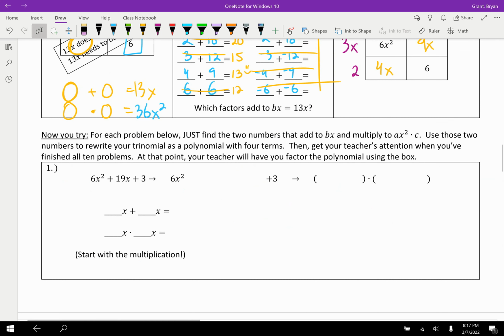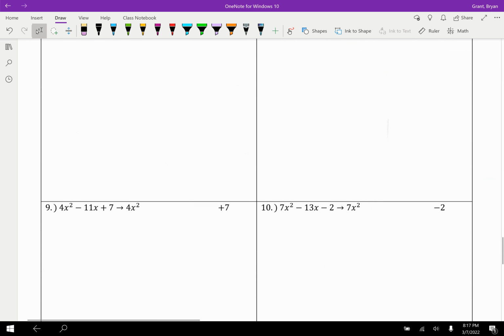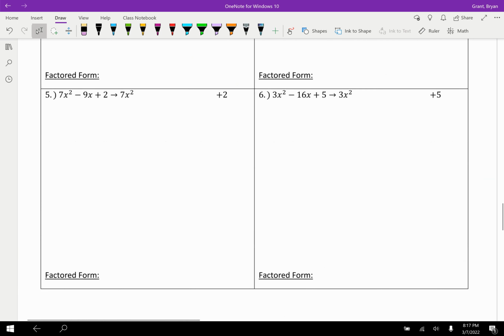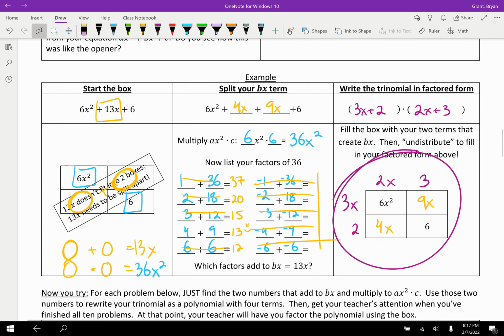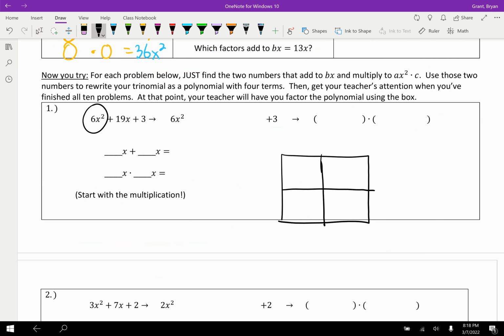Okay? So what I'd like you to do for problems 1 through 10 here is don't even worry about the box part, or at least the outside of the box. I just want you to focus on the inside. In fact, for each problem right now, I'd like you to draw the box and set up half of the box, right? We know that 6x squared and 3 for this first problem are going to go in the box. 6x squared, 3. Don't even worry about the 19x. We'll get back to it.